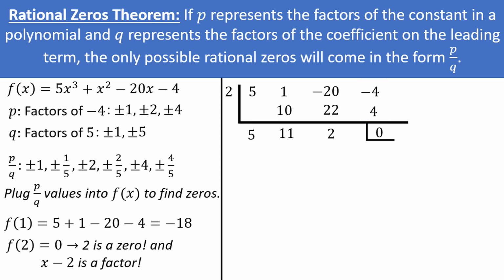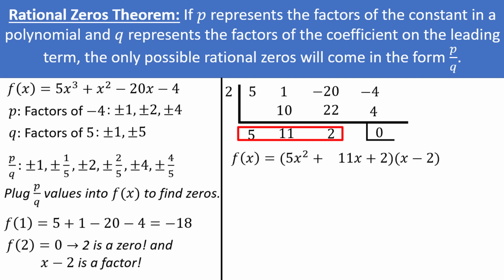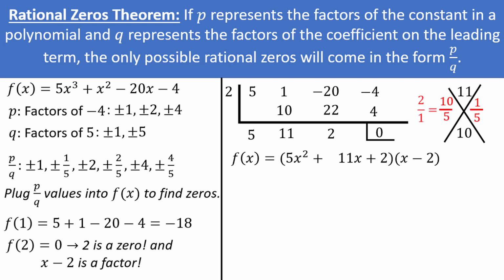Our factored form can be read from the numbers at the bottom, starting with one lower power than what we started with. We have 5x squared plus 11x plus 2 times x minus 2. Now we can try to factor 5x squared plus 11x plus 2. We need two numbers that multiply to our a times c value of 10 and add to our b value of 11. 10 and 1 will do it. If we divide both by our leading coefficient of 5 and reduce, we have 2 over 1 and 1 over 5. Reading from bottom to top, we have x plus 2 and 5x plus 1, which are our two factors.